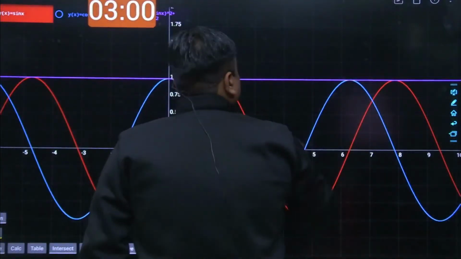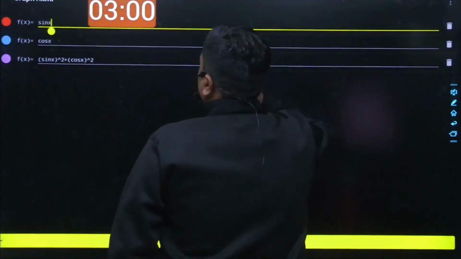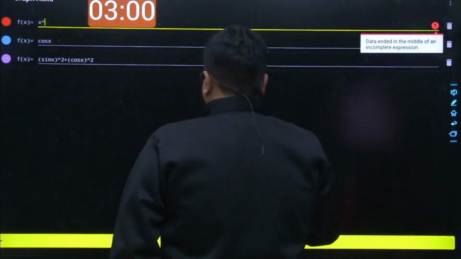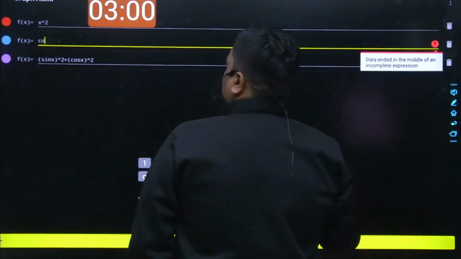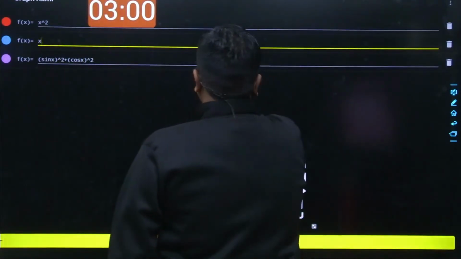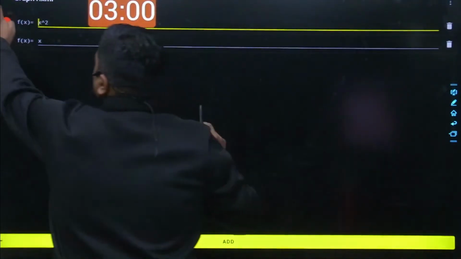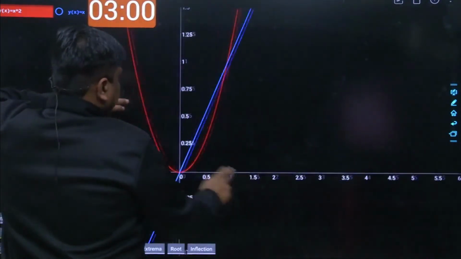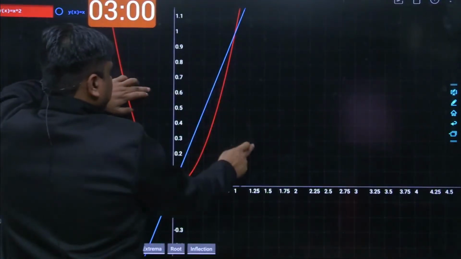Here I would be taking two different curves. Here comes y is equal to x square, x raised to the power of 2. And here comes y is equal to x. So this is the structure. As you can see, they meet at 0, 0 and they meet at 1, 1.